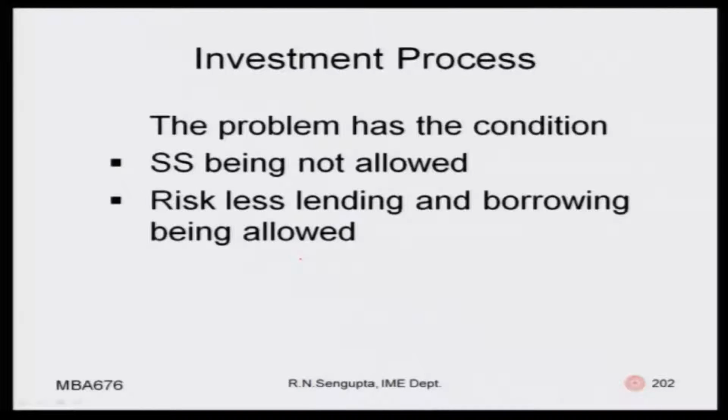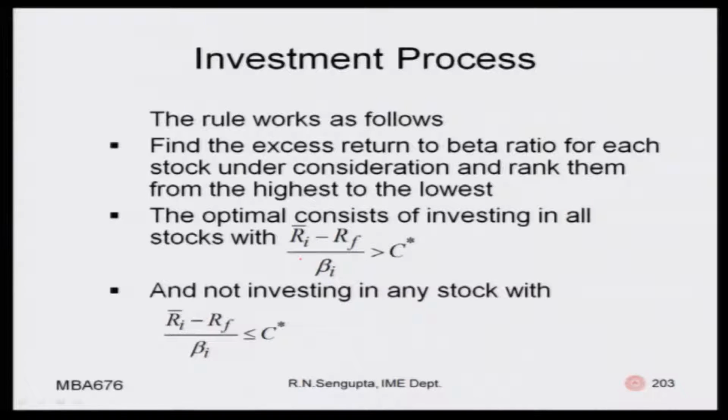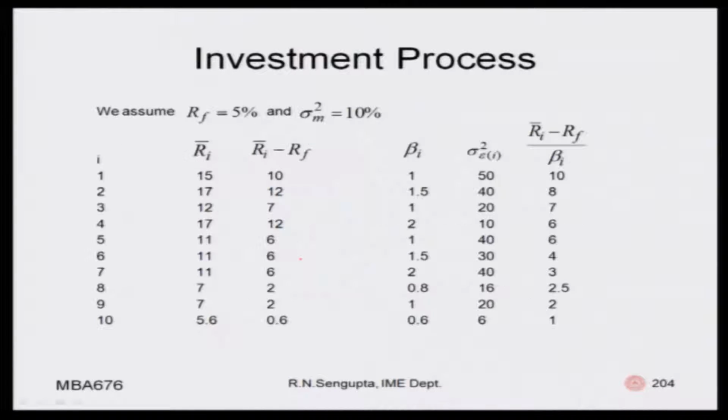The problem has the condition that short selling is not allowed and riskless lending and borrowing is allowed. That is the first instance. The rule works as follows: find the excess return to beta ratio of every stock and rank them. Then, from the highest to the lowest, the optimal portfolio consists of investing in all the stocks such that the ratio is greater than C star, and not investing in those stocks where the ratio is less than C star. So we need to find out what C star is. I am going to come to that within a few minutes.